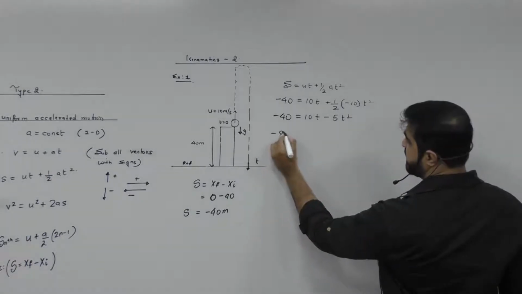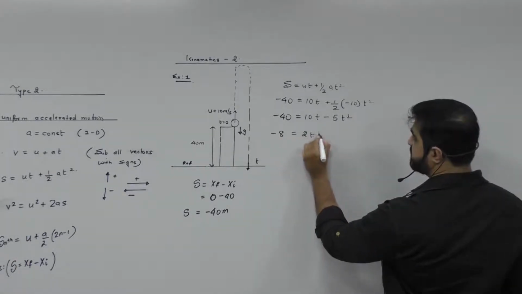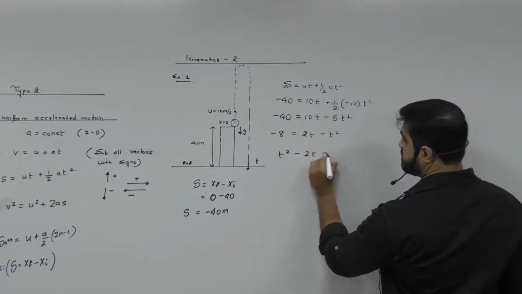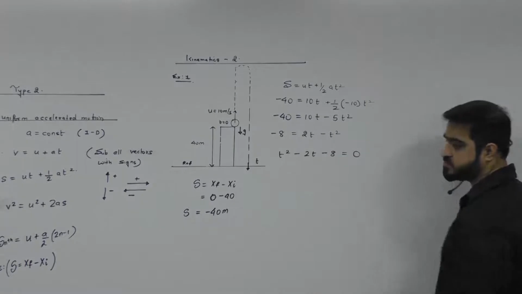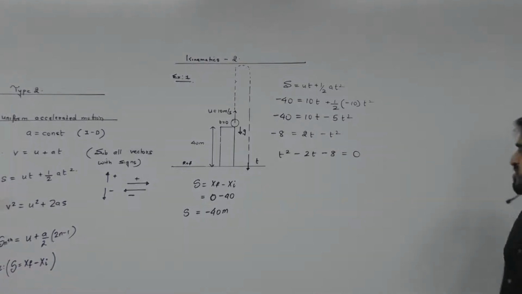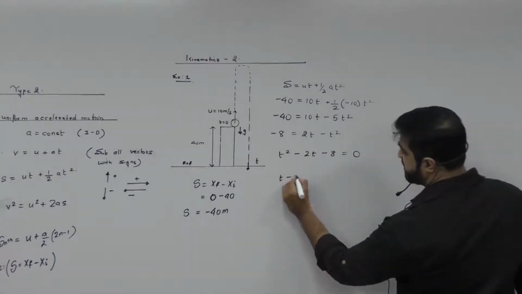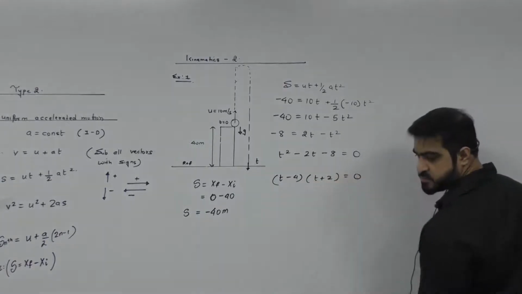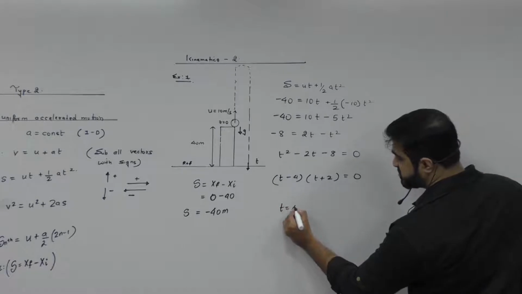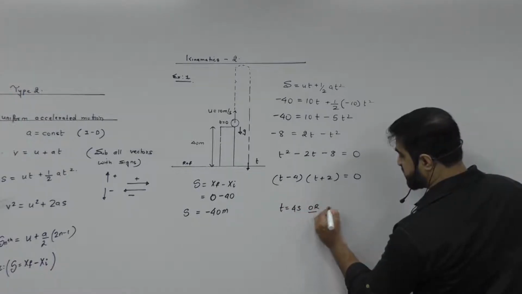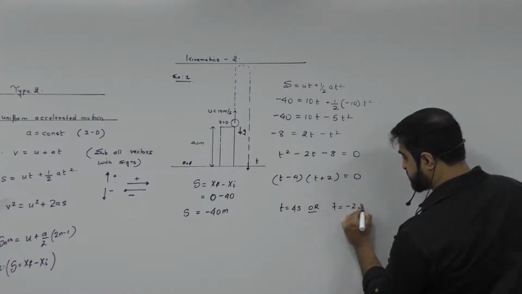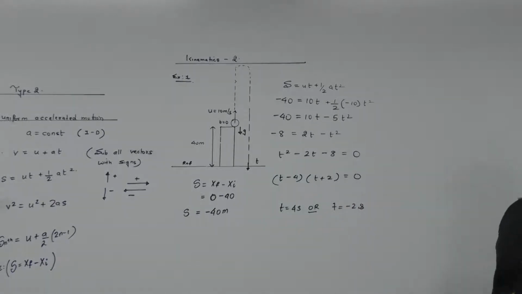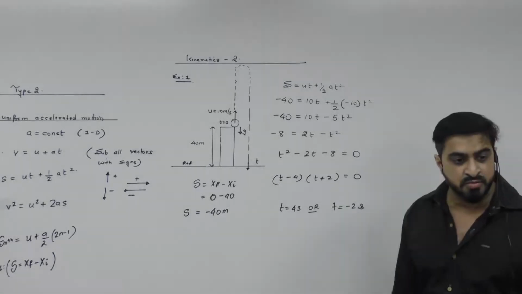So it will be minus 8 is equal to 2t minus t square. So t square minus 2t minus 8 is equal to 0. So this could be (t minus 4)(t plus 2) is equal to 0. So t will become 4 seconds or t will be minus 2 seconds. Now generally, what is the significance of both of the times? Listen to me please.